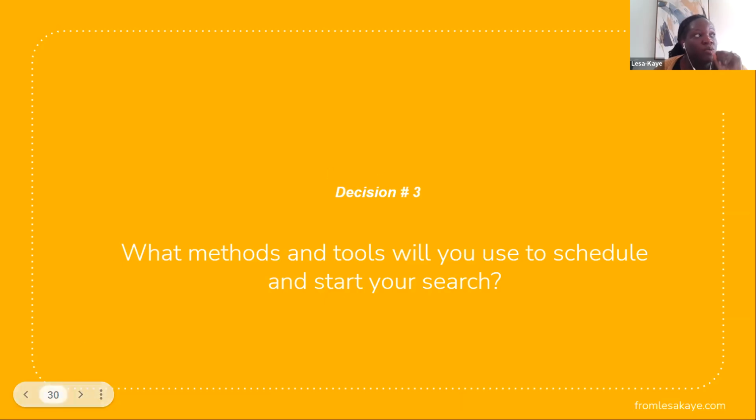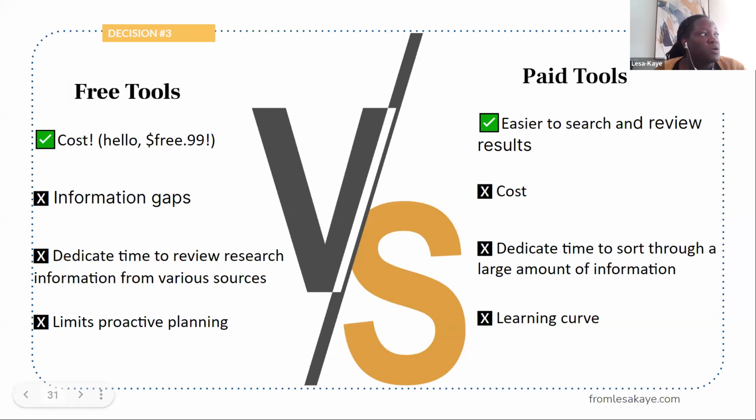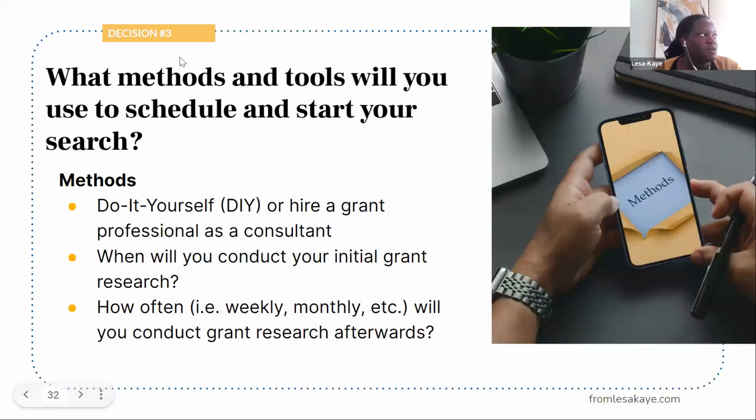So decision number 3, what tools will you use to schedule and start your search? Now, just a quick word about tools. I messed this up on my slides. I'm going to flip forward and then flip back. So what methods and tools will you use to schedule and start your search? Now, grant search can be a DIY task, or you can choose to hire a grant professional as a consultant to conduct what we call grant prospect research.